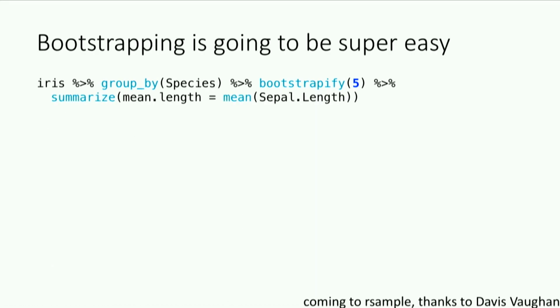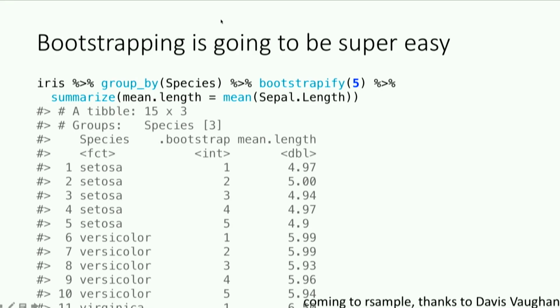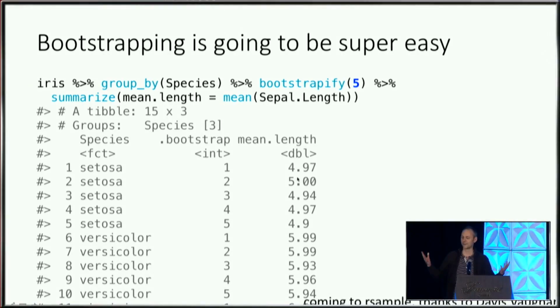So now we summarize, we calculate the mean sepal length, for example. And now in the output, we get 5 numbers because we have 5 bootstraps and we have the mean length. So that's about the level where I feel comfortable. That's easy enough. I can live with that.